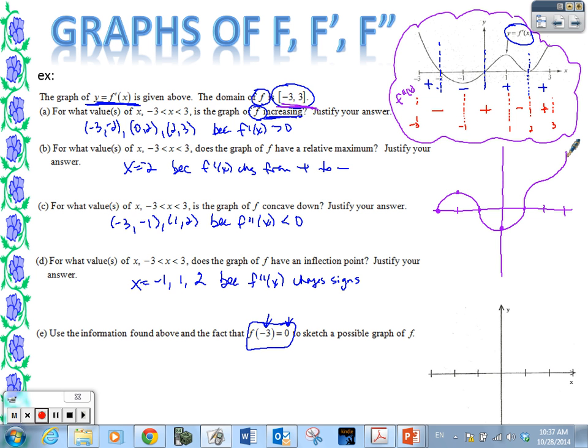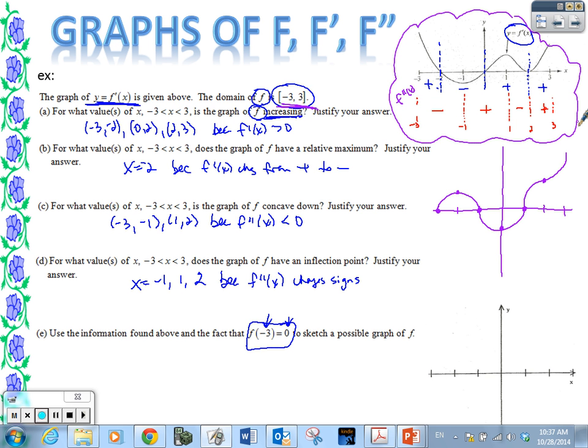All right. So our points of inflection, let's just check them. We're supposed to have a point of inflection at -1. Do I change concavity at -1? Yes. We have another point of inflection at 1. Do I change concavity there? Yes. And my third inflection point is at 2. Do I change concavity there? Yes. So that kind of verifies that my graph is pretty good.